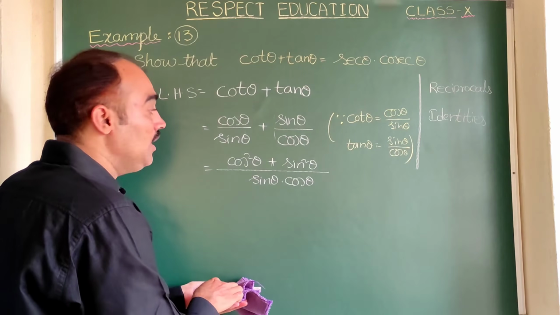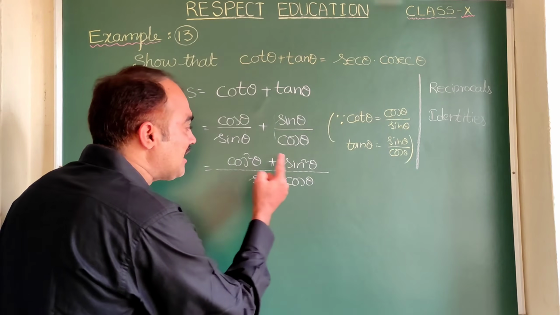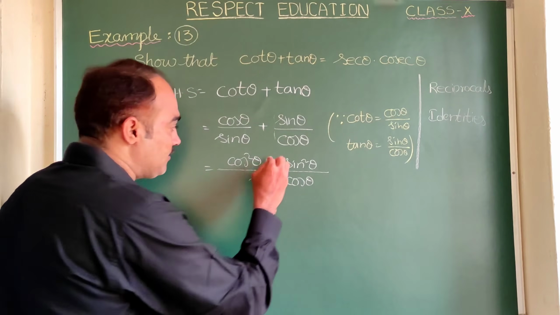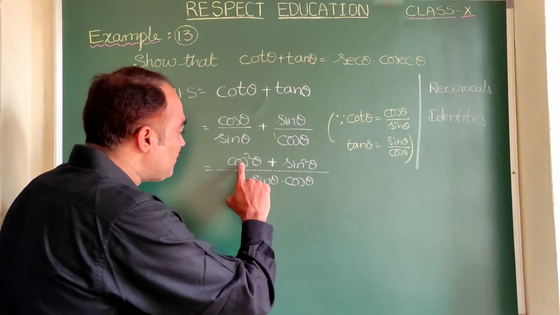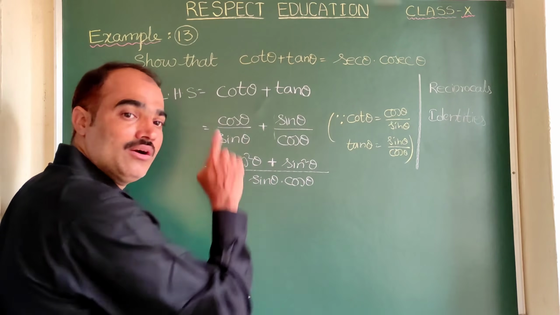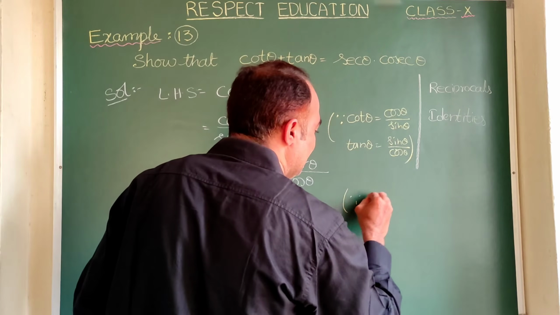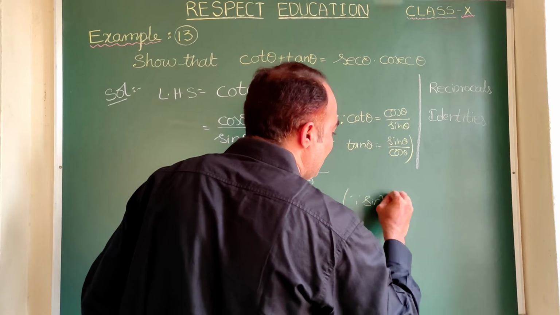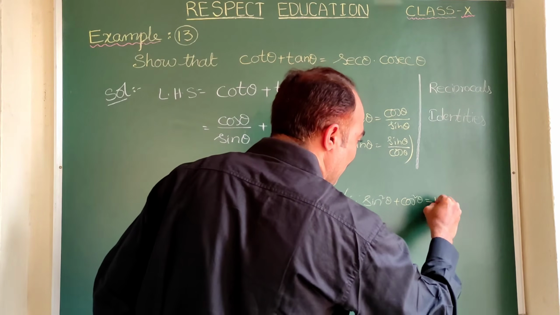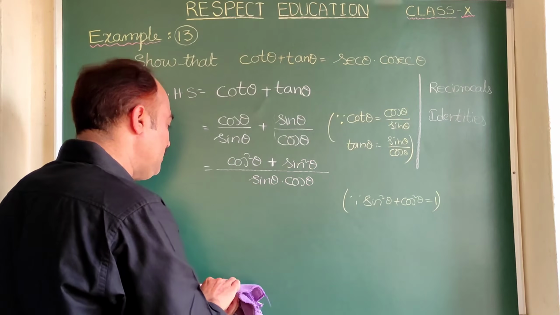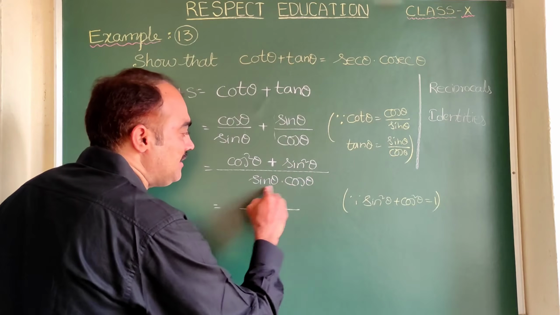Now from the trigonometric identities, what is sin square theta plus cos square theta? It is 1. So cos square theta plus sin square theta also will be 1 only. Let us take that as the reason. Since sin square theta plus cos square theta is equal to 1, we can replace this value with 1. Let us write the denominator as it is.